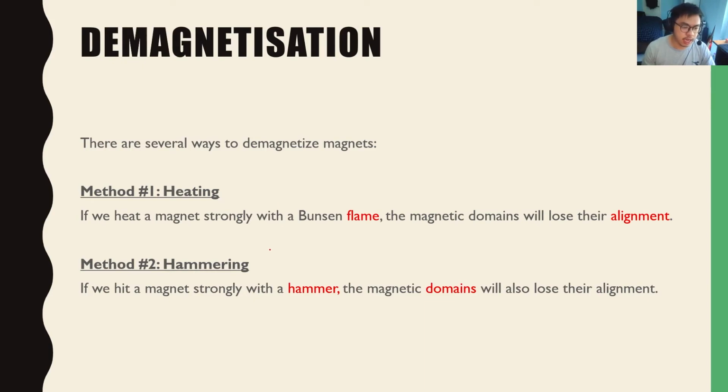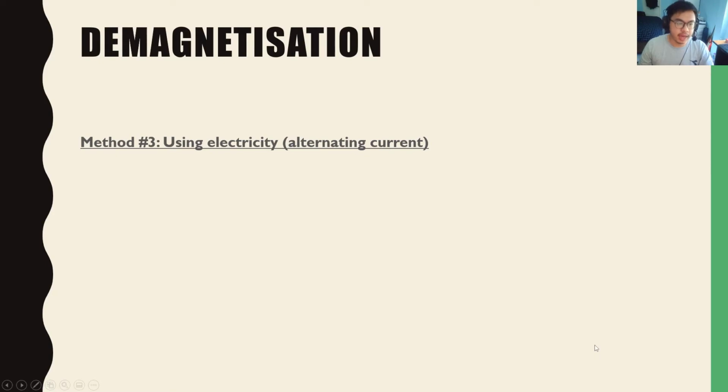Number two is hammering. So if you exert a very strong force to a magnet, that will cause the domains to lose their alignment, and therefore that will cause the magnet to lose its magnetism as well. So be careful when you're handling magnets. If you drop a magnet to the floor or whack a magnet with a strong force, that magnet will eventually lose its magnetism.